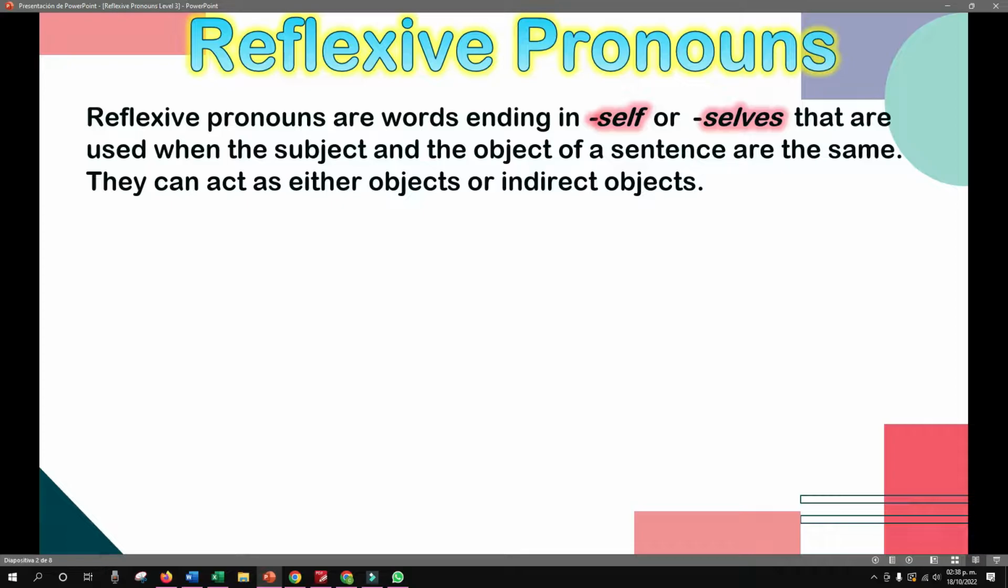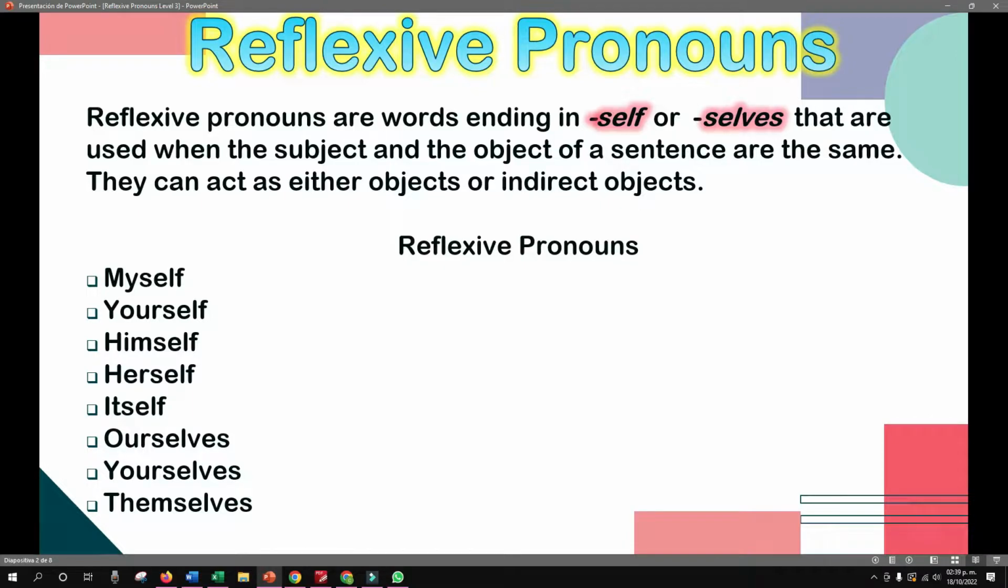Entonces, nos dice que los pronombres reflexivos pueden terminar en self o en selves, si son plurales, ¿verdad? Y pueden ser usados cuando el sujeto y el objeto de una oración son el mismo, ¿verdad? También pueden actuar como objetos o objetos indirectos o objetos directos de una oración.